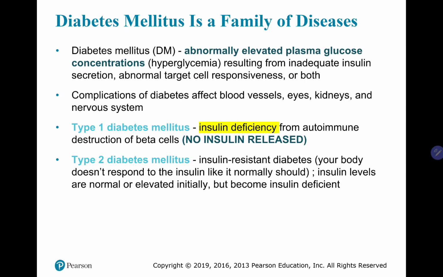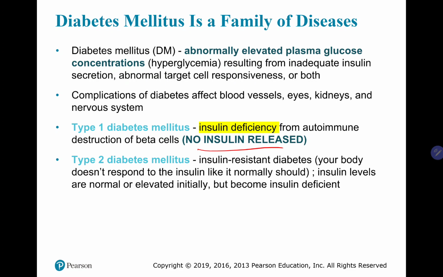So we have two types of diabetes. Type 1 diabetes, we characterize by insulin deficiency, and that's going to be from an autoimmune destruction of your beta cells. And remember, the beta cells produce insulin, but if these beta cells are destroyed, no insulin will be released. This is typically a genetic-based type of diabetes.